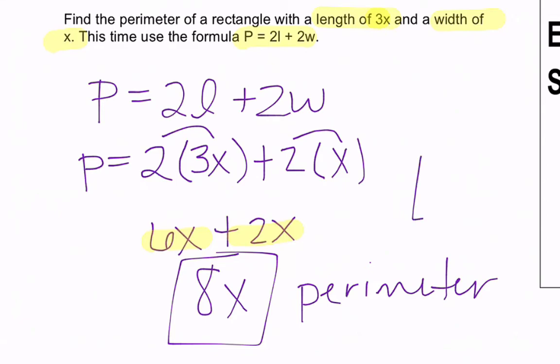So we just figured out if we add up all the sides the whole way around, that would have been 8x perimeter.